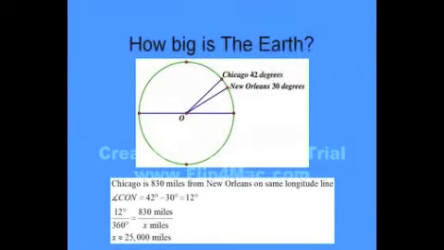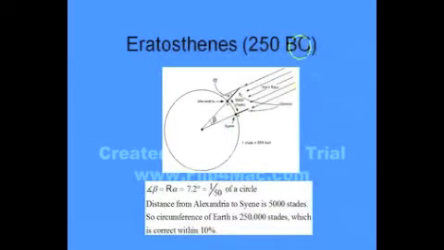We also know that the distance from Chicago to New Orleans is 830 miles. So using that, we can use a basic proportion. 12 over 360 equals 830 over x, and we get the circumference of the Earth to be 25,000 miles, which is accurate.